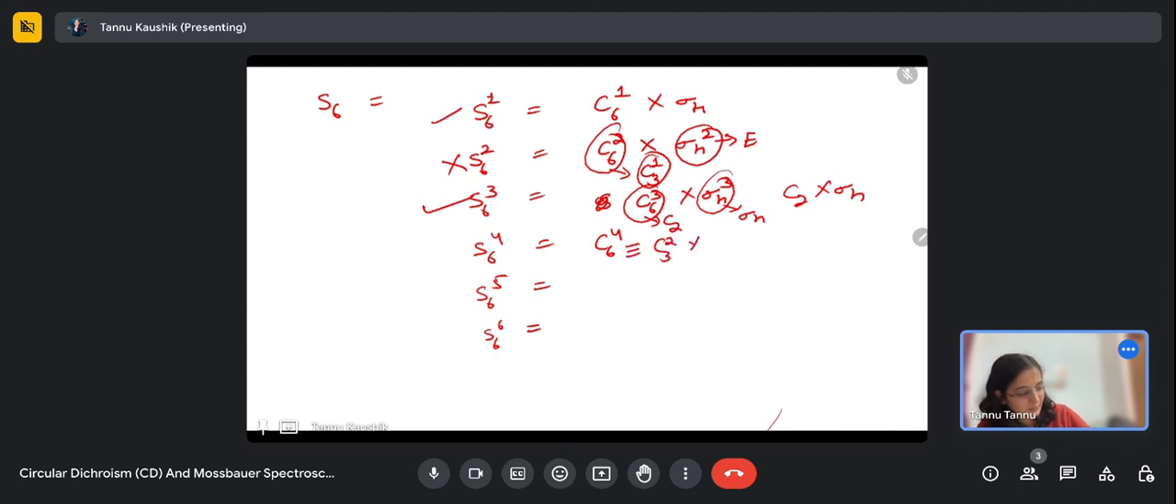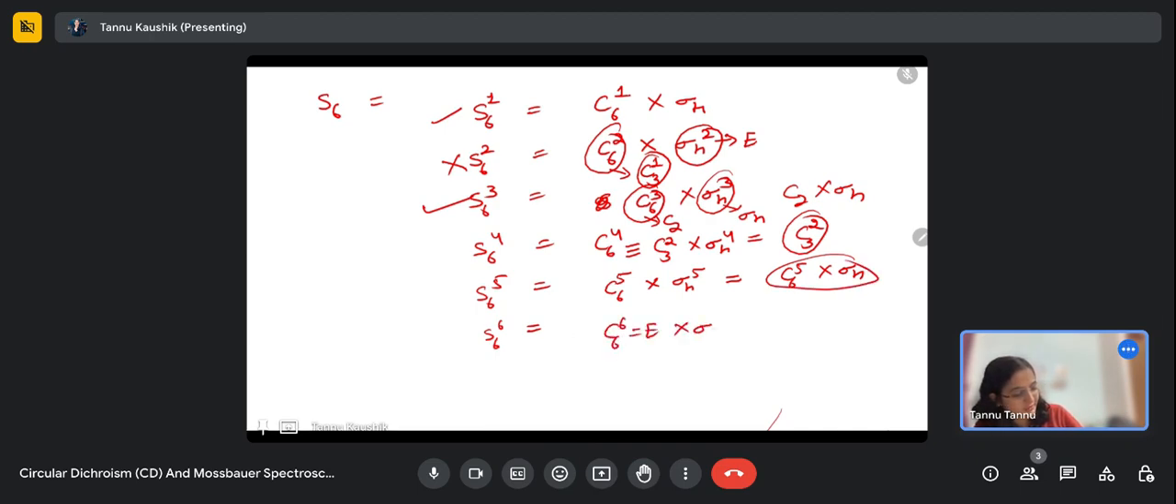C32 into sigma h4 is equal to C32. C65 into sigma h5, we will find it out as C65 into sigma h. Then C66 is equal to the identity operation into sigma h raised to 6. So overall S6 is equivalent to the identity operation.